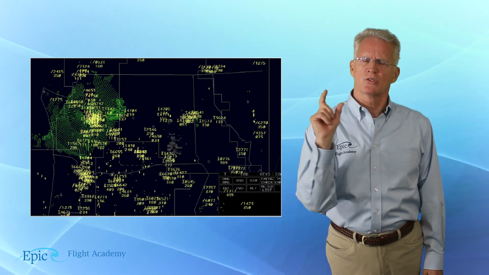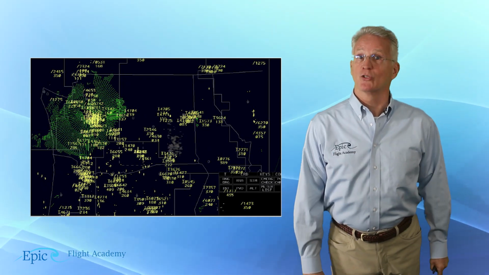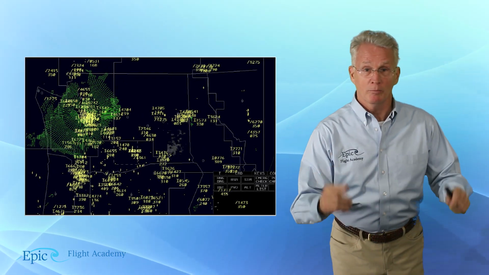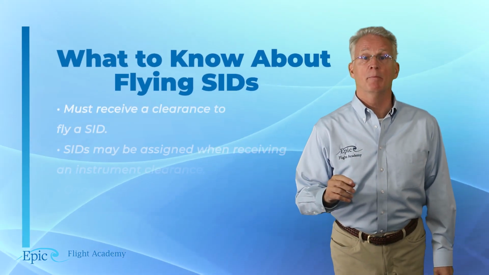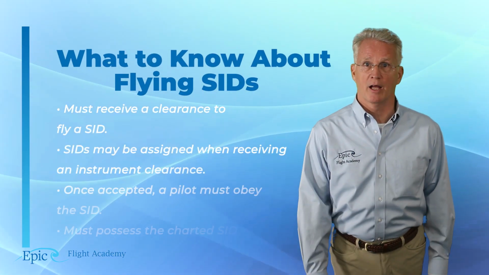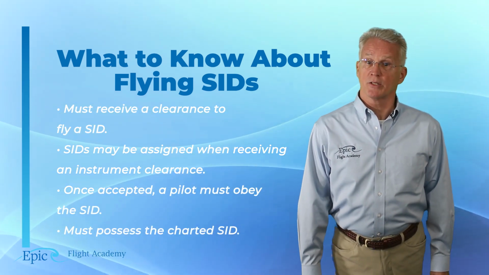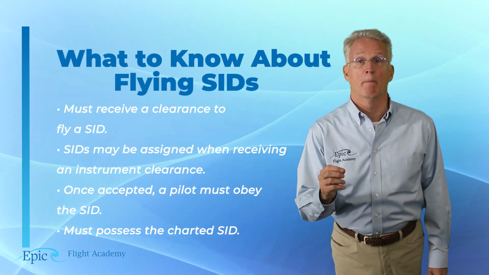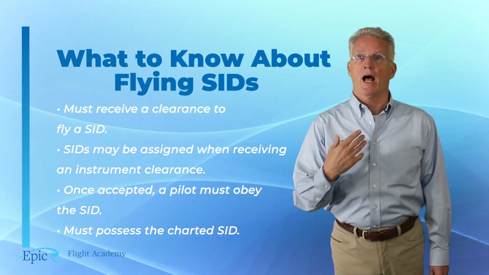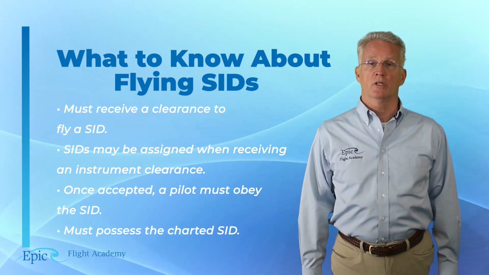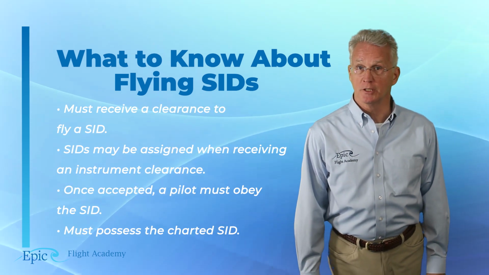So what is it about SIDs that's important for me to know as a soon-to-be rated instrument pilot? Well, first of all, in order to fly a SID, I must receive a clearance to fly that standard instrument departure. Secondly, these SIDs may be assigned when receiving my instrument clearance. And thirdly, once I accept it as the pilot, I must then comply with that SID, which means, of course, fourthly, I must possess the charted SID.